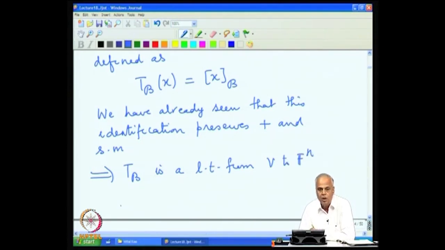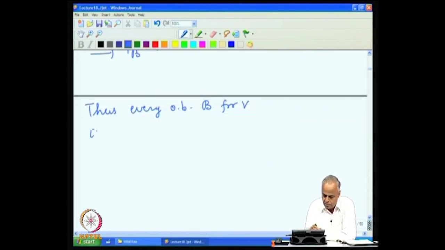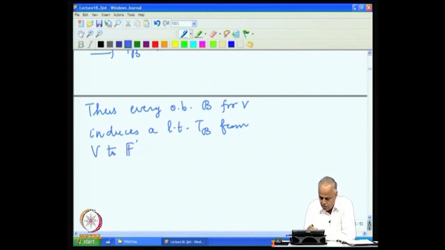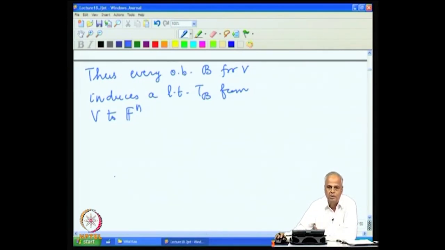Therefore, the moment you start with an ordered basis B, it automatically generates a linear transformation from V to Fn. So, thus every ordered basis B for V induces a linear transformation T_B from V to Fn. Therefore, there are an infinite number of linear transformations from an n-dimensional space to Fn, because we could choose any basis and any order of that basis, and every time we get an ordered basis, we have a T_B corresponding to it. So, we already have a lot of examples of linear transformations.